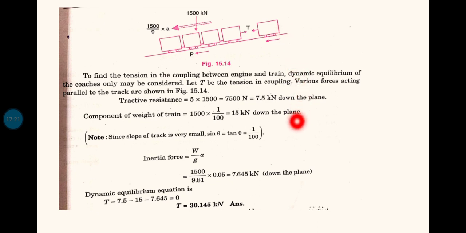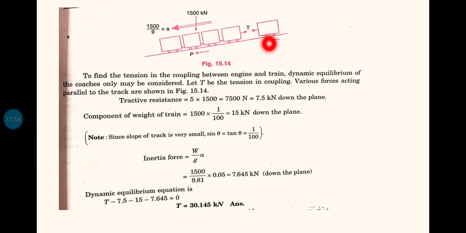Actually the train is moving. So now we want to find the net force, and along with the net force we will be considering the inertia force also. Inertia force is nothing but W by g into a. W is equal to 1500 kilonewton, by 9.81 into 0.005, where acceleration is 0.005. This much kilonewton is the inertia force. Since all the forces I am taking in kilonewton, I have taken this also in kilonewton.